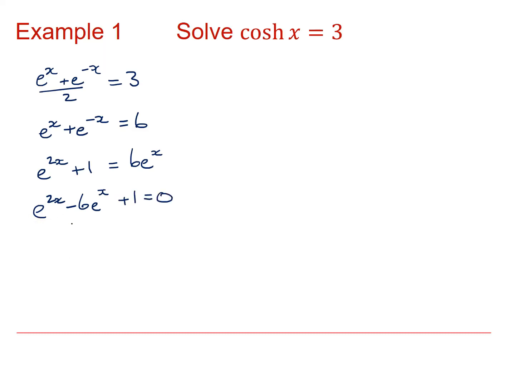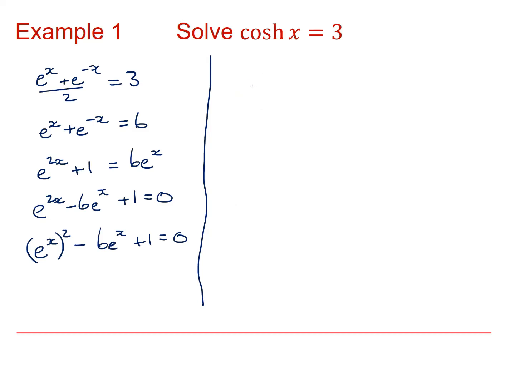Just look at this a little bit more closely. Think of this as e to the x squared minus 6 e to the x plus 1 equals 0. And this is effectively a quadratic with e to the x as the variable. Something squared minus 6 times that thing plus 1 equals 0. I can solve that quadratic a number of ways. I could use the formula, I could complete the square, and for this one I'm going to use completing the square.